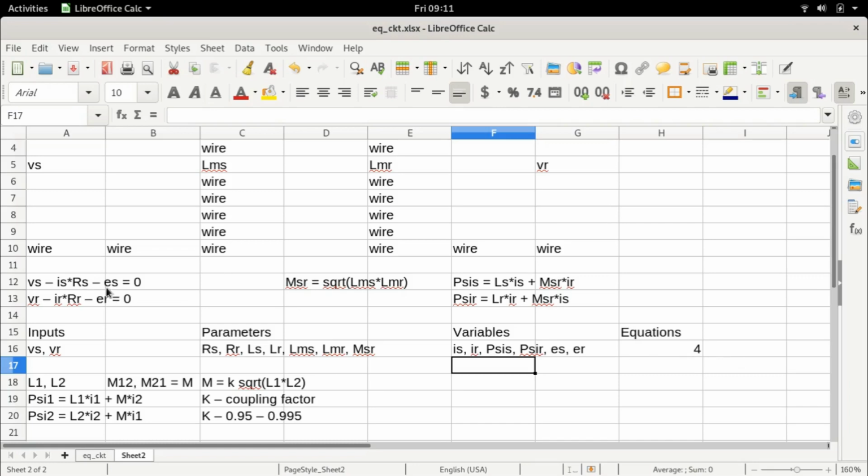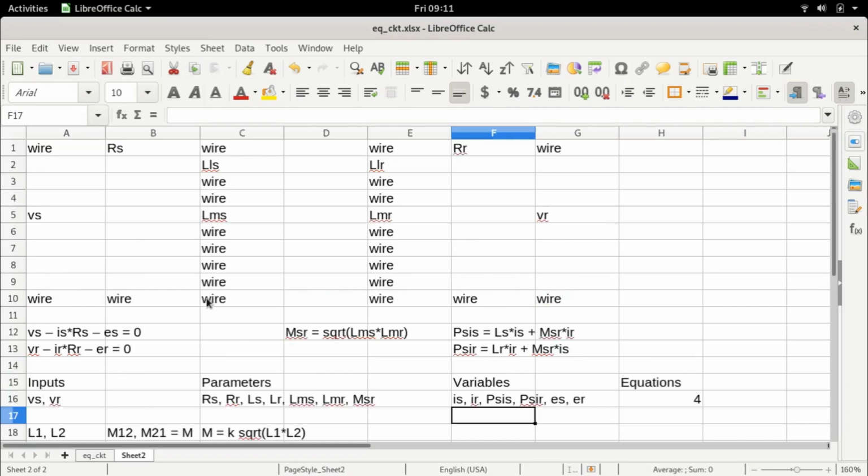But remember, we can always write equations for these variables themselves. We are applying KVL in this loop, and we are applying KVL in this loop. If I want to write an equation for the induced EMF across the stator and the induced EMF across the rotor, I only need to use Faraday's law. Faraday's law says that ES, the induced EMF across any magnetic circuit, is equal to the rate of change of flux linkages associated with that circuit.